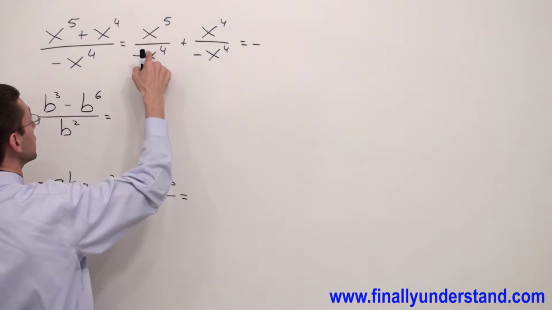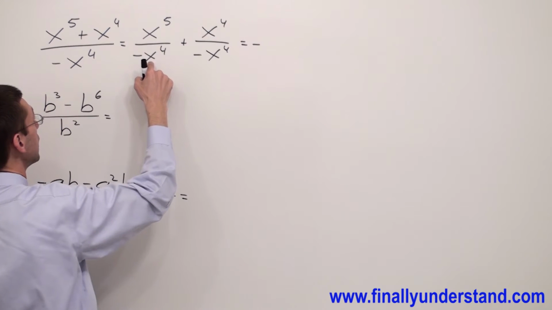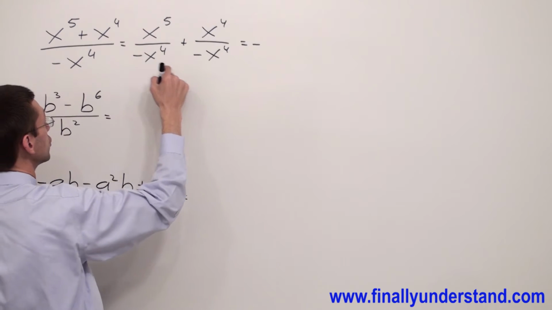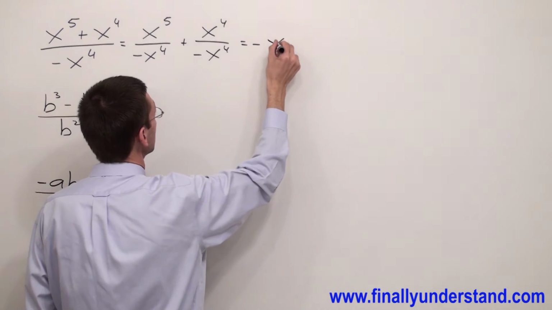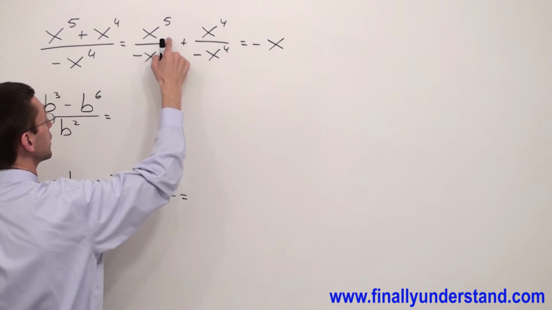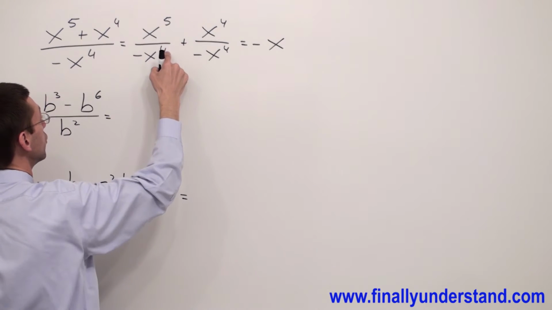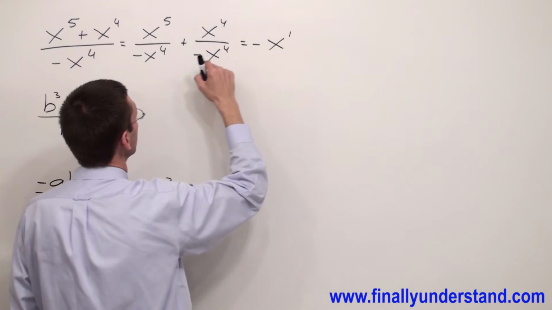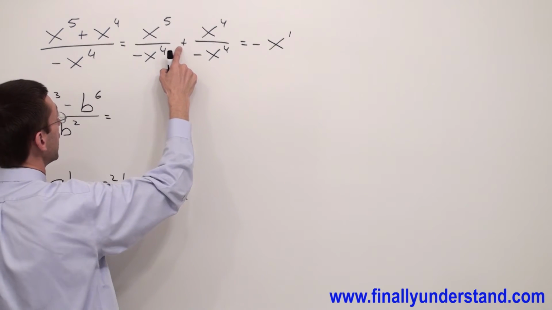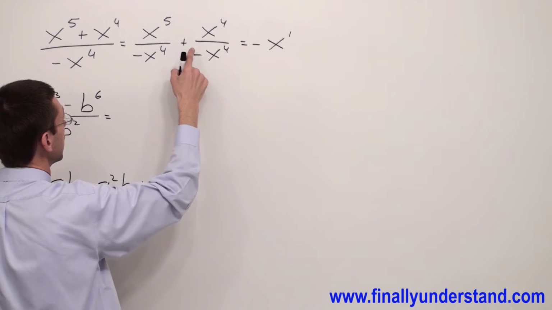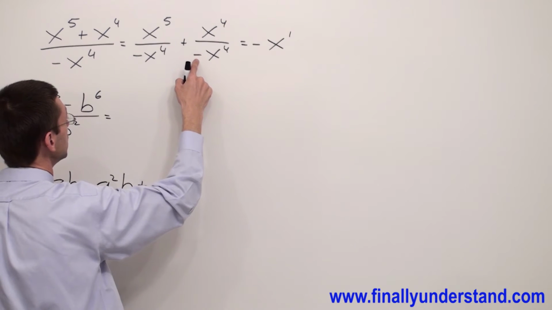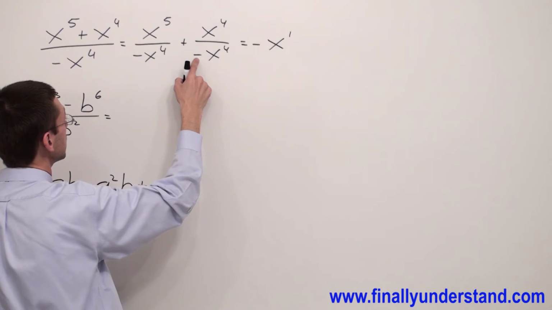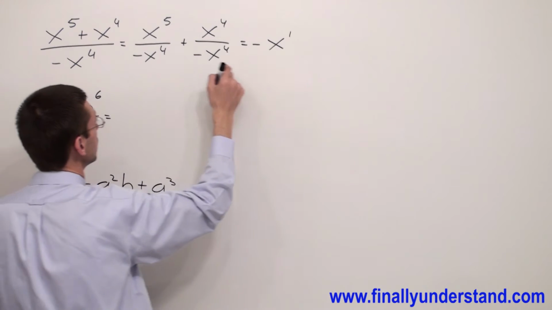I have the same base. Base is x. Anytime I divide variables which have the same base, I'm supposed to keep the base and subtract the exponents. 5 minus 4 is 1. Next, I have positive and negative in the denominator. Positive divided by negative is giving me negative.